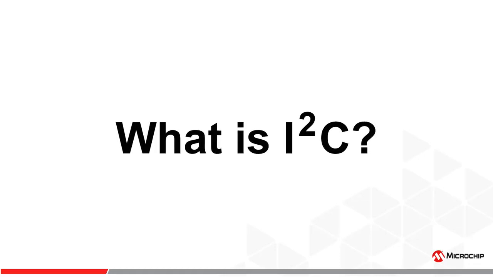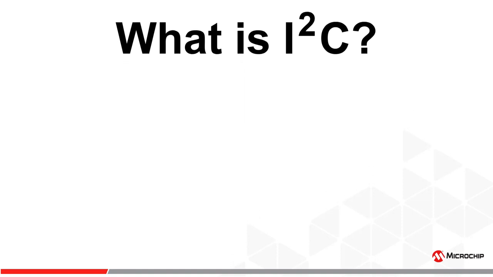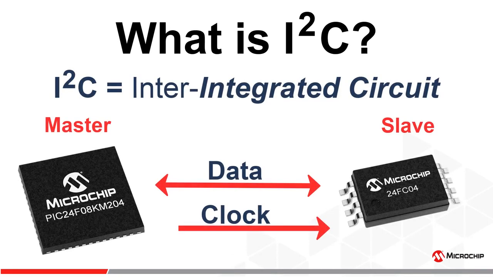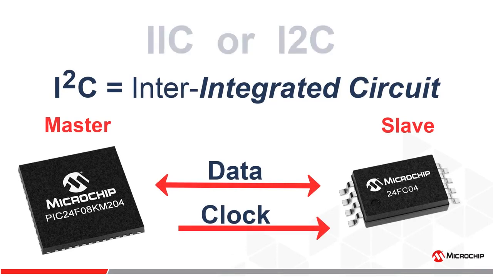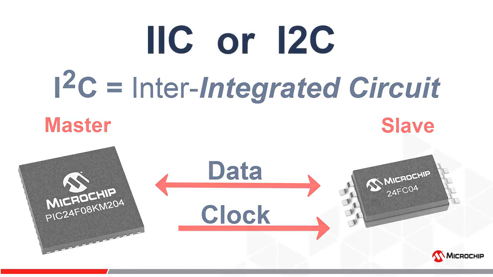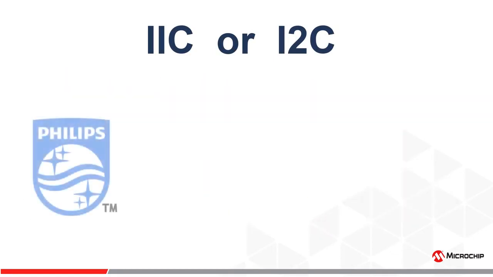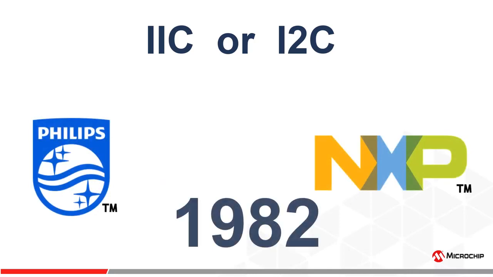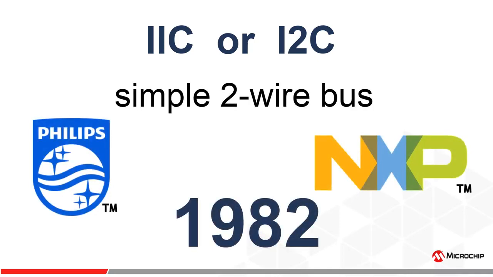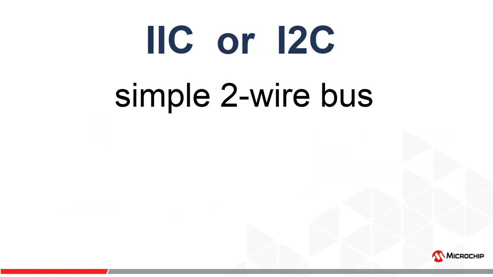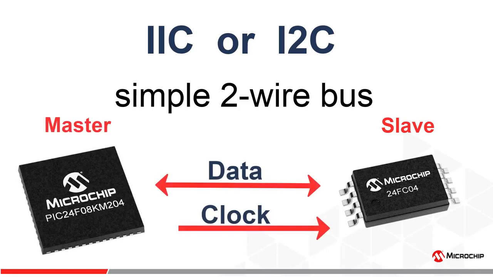So what is I2C? Well, I2C is an acronym for Inter-Integrated Circuit. It can also be referred to as IIC or I2C. I2C was created by Philips, now NXP, back in 1982 as a simple serial bus for their various TTL integrated circuits, or ICs. It provides a simple and robust serial communication between a peripheral device and a microcontroller.